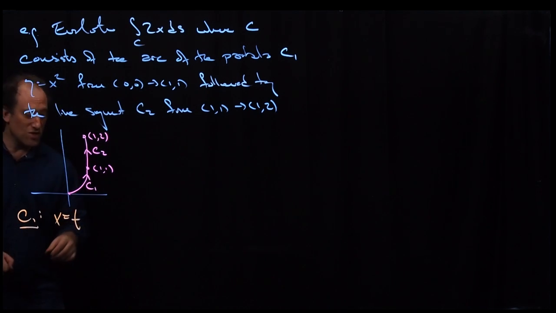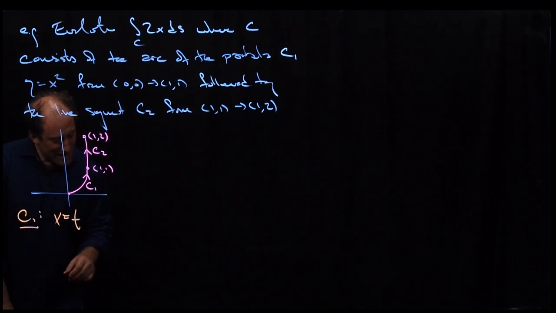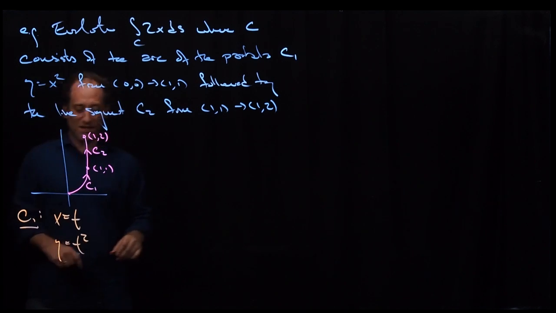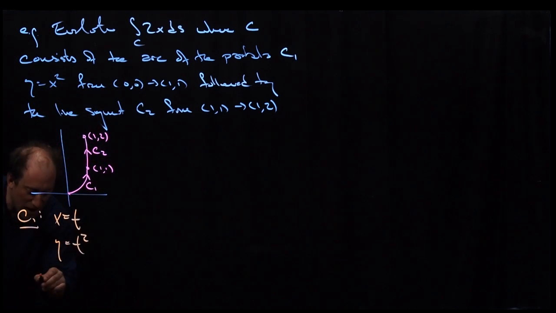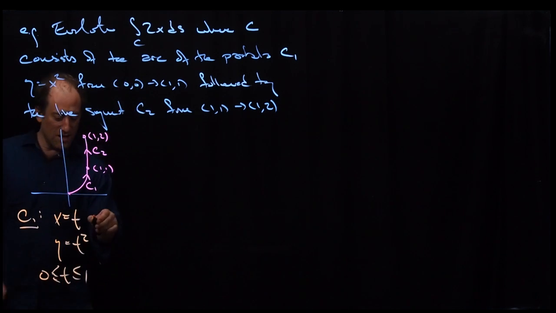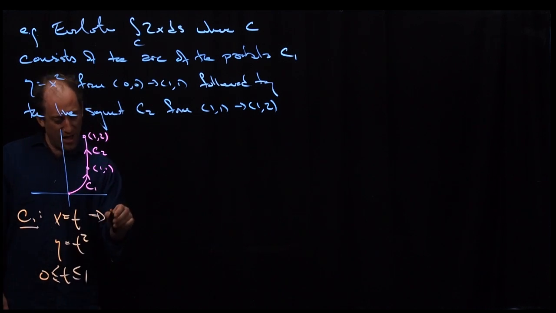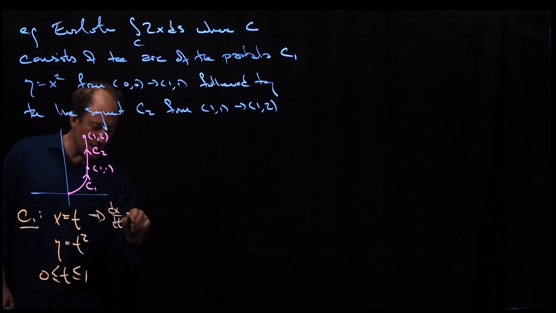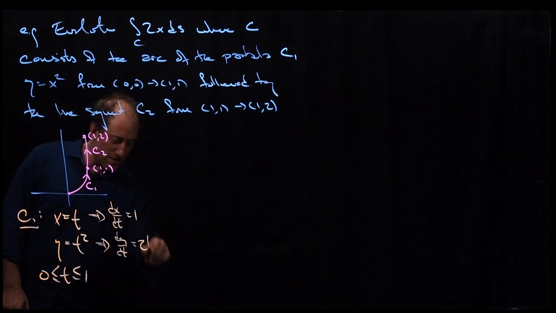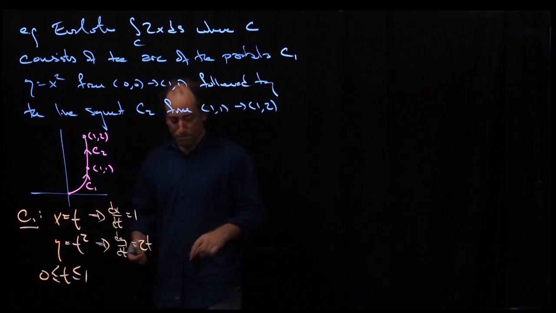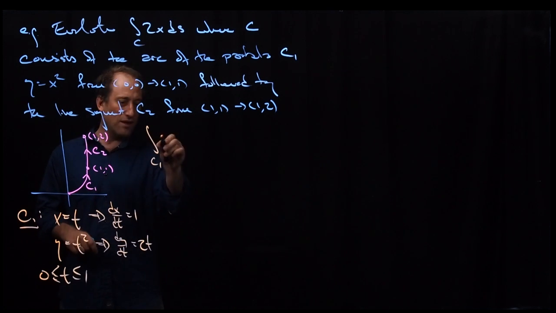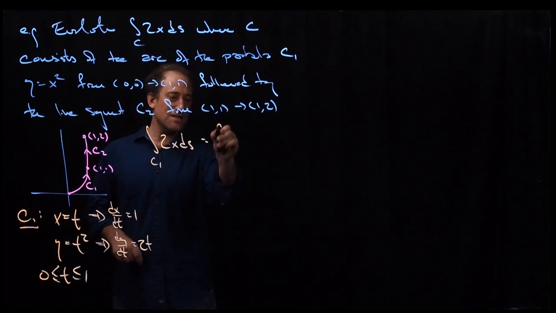In particular, I'm going to choose x is equal to t, and y will then be t squared, because it's x squared. The bounds on this will have to be t is between 0 and 1. This will get me that dx/dt is 1, and dy/dt is 2t. All right, so what? This then says that the integral over C1 of 2x ds is the integral.